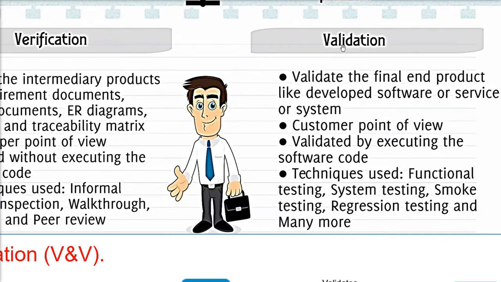In validation, we deal with the final end product, like the developed software or service or system. We need to validate it because it is from the customer's point of view, whether his requirement has been fulfilled or not. So this is validated by executing the software code: functional testing, system testing, smoke testing, regression testing, and many more.